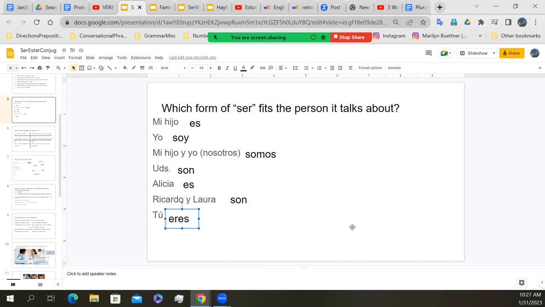I will send you an additional little worksheet to practice that some more because it does take a while. If you didn't get all these right, don't feel bad. It takes a lot of practice. These are not what we exactly use in English. So it takes some practice. So I'm going to send you a separate worksheet to practice that skill a little bit more with different prompts. Okay. Bien.